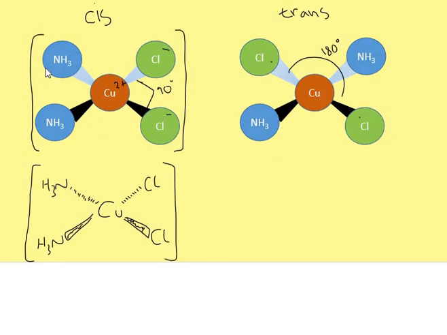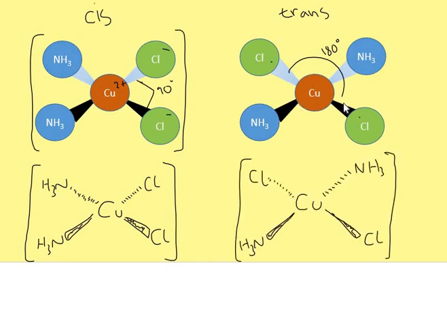Now you guys have a go at drawing out the trans isomer of this square planar complex for me, please. Pause the video, have a go. How did that go? Hopefully you got something that looks something like what I've drawn down here, where you can see you've got this 180 degree bond angle between the opposite ligands, and that the identical ligands, so in this case the ammonia here, are opposite each other, and also the chloride ligand here is opposite each other. So you see how this is stereoisomerism.